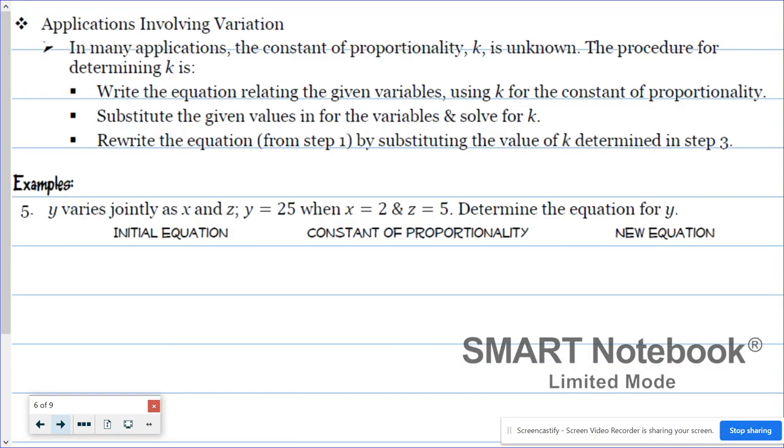So, applications involving variations. In a variation problem, we don't know the value of k, that constant of proportionality. And so we're going to find it, right? We're going to start by writing that power function equation using k as our constant. Then we're going to substitute the given values in for the variables and find k, and then we'll be able to write a very specific equation, like a formula, using step one and our constant of proportionality. So it's actually really easy, okay?